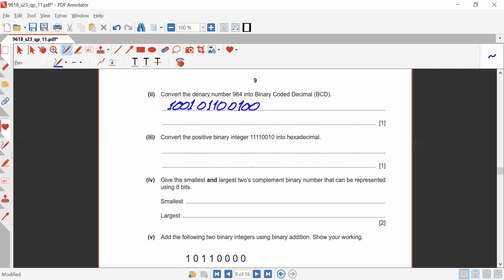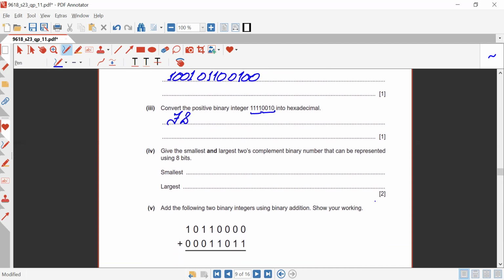Okay, now they are saying convert the positive binary integer 1111 0100 0010 into hexadecimal. As we know, in hexadecimal we make pairs from the right hand side, a pair of 4 bits each. So the first pair will be 0010, and the last pair will be 1111. 1111 represents an F. We know that. The second pair says 0100, which means it's a 4 right over here.